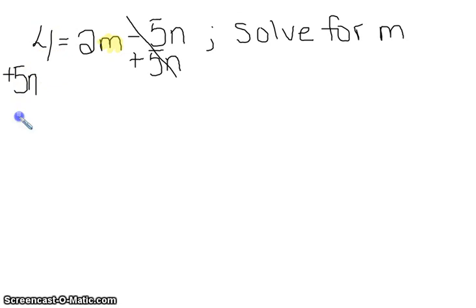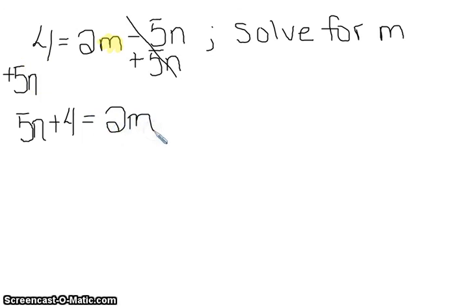I am actually going to write my n value first. Positive 5n and then a positive 4. Plus signs, positive signs, are interchangeable. They mean the same thing. Again, if you wrote 4 plus 5n, you still have the correct expression. And that equals 2m.